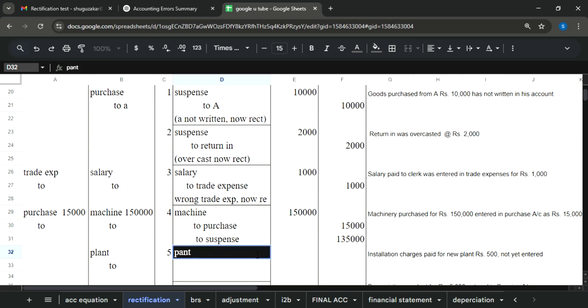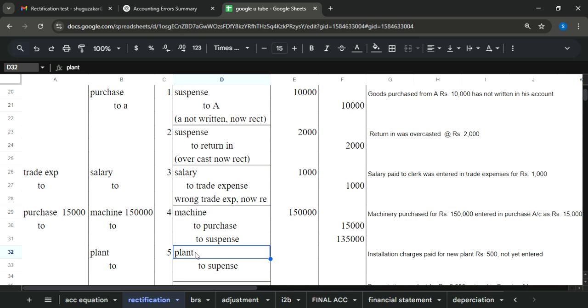So here you will write plant to. Nothing else was present, so in place of that you will write suspense account. Now please note why we are writing installation charges. Charges were expense. Expense should be written on debit side. So you were supposed to write installation charges over here.